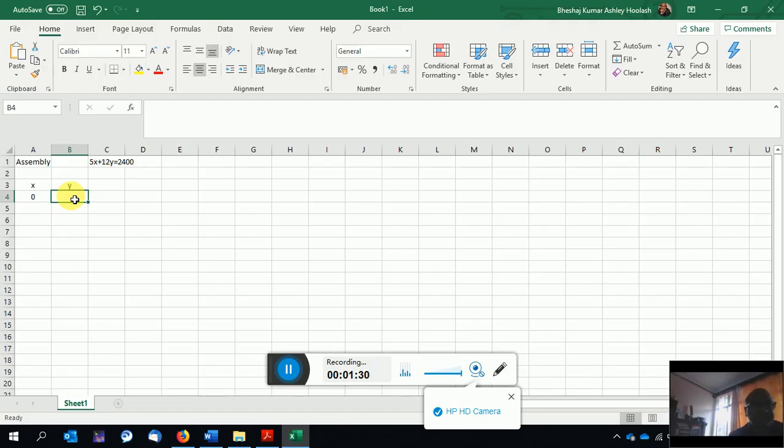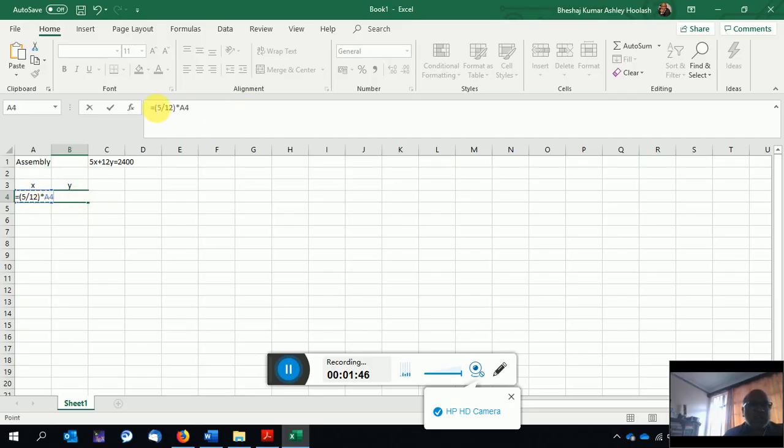So you can let Excel do it for you. So that would basically mean equal to minus 5 over 12 multiplied by x. I would rather put this as well in bracket, plus 200, and that should give me 200, which we discussed a few minutes back, right?